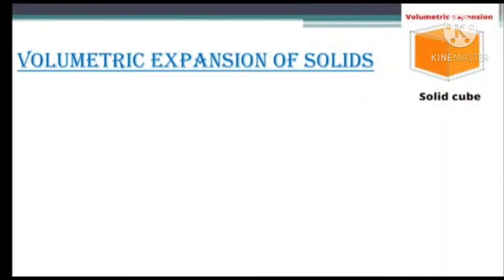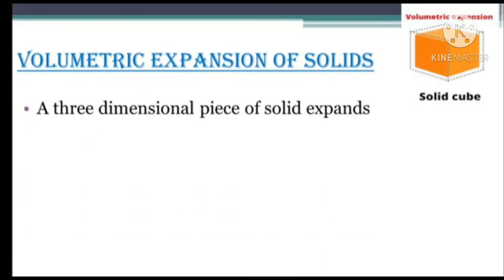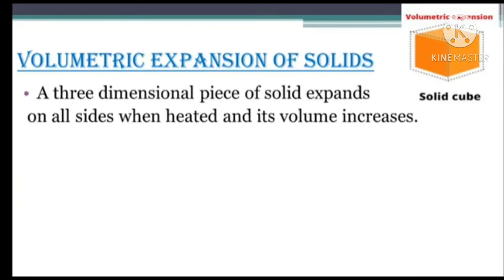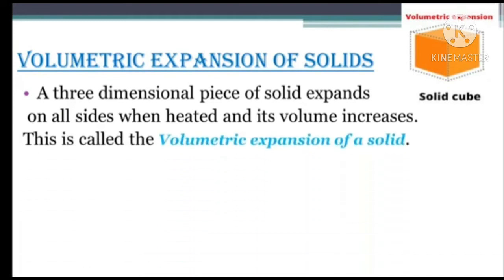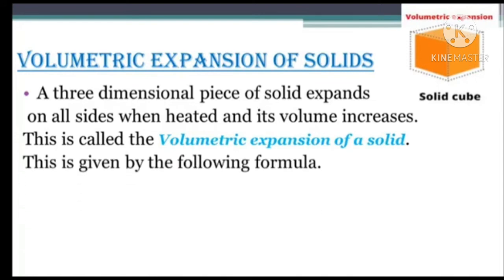Next is the volumetric expansion of solids. This is the third type of expansion of a solid, in a solid cube. Similar to a sheet, a three-dimensional piece of a solid expands on all sides when heated, and its volume increases. So volumetric means its volume increases on heating, and this is called the volumetric expansion of a solid. It is given by the formula V2 equals V1 into bracket 1 plus beta delta T.